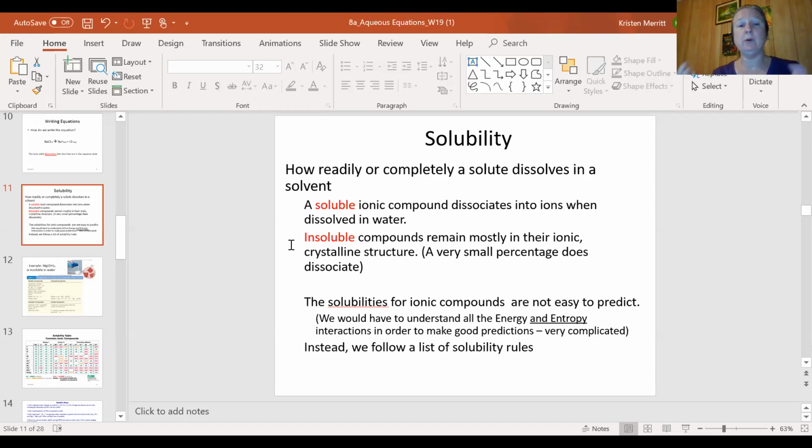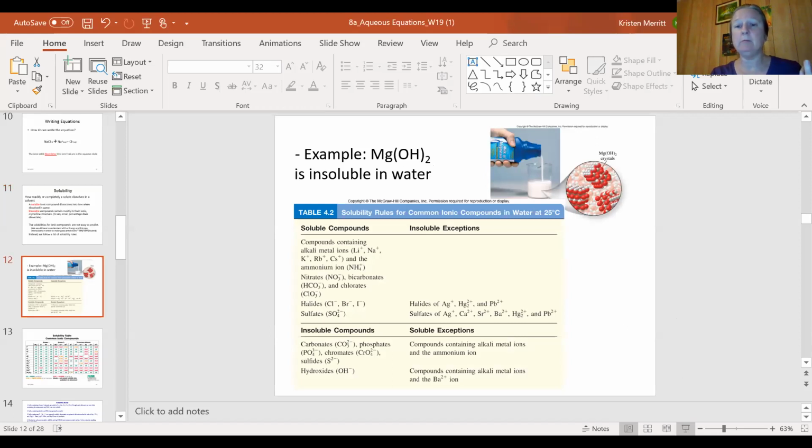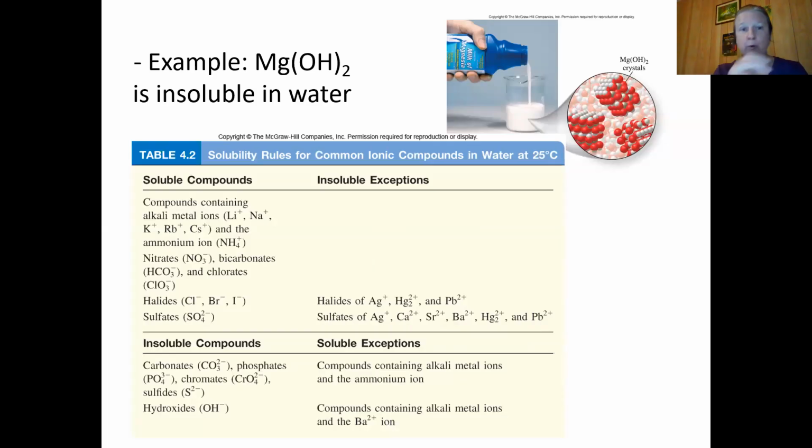There are a few main rules that you will use so frequently that it'll be easy to remember. And that is primarily this one. Sodium, potassium, and ammonium are used all the time. They are always soluble. So if you see an ionic compound and it starts with sodium, potassium, or ammonium, it's 100% soluble. That's going to be your biggest signal right there.